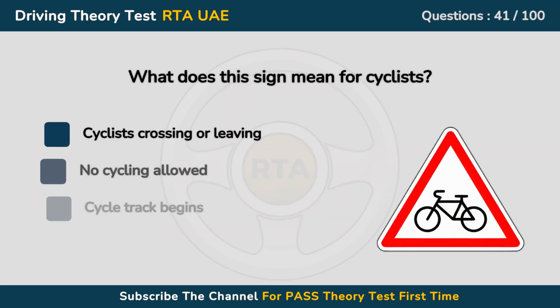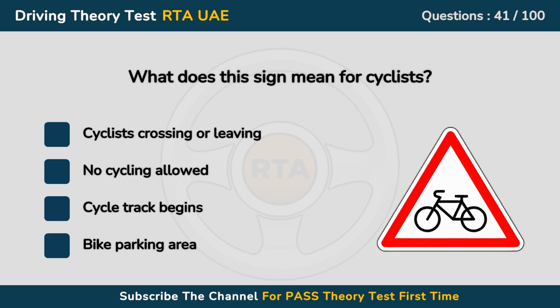Question 41. What does this sign mean for cyclists? A. Cyclists crossing or leaving. B. No cycling allowed. C. Cycle track begins. D. Bike parking area.